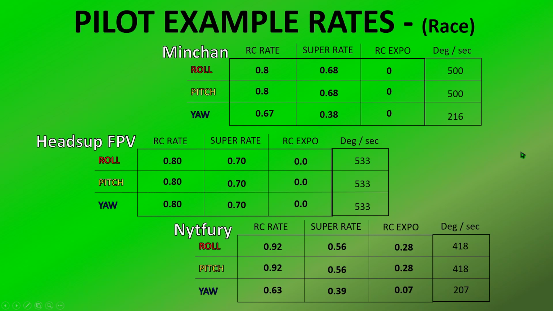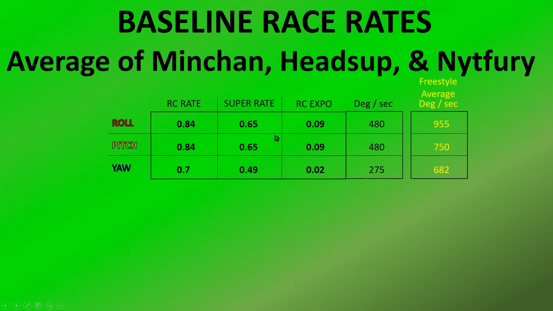And if you look at the average of the rates for Minchan, Headsup, and Nytfury, you end up with these rates. And these are looking pretty good as a baseline race rate to start with. If you compare these rotation rates on roll, pitch, and yaw for racing style to the previous freestyle average that we came up with, there's a drastic difference. Obviously, with this much difference in your rotation rate on each of these three axes, the flight characteristics of your quadcopter are going to be completely different.